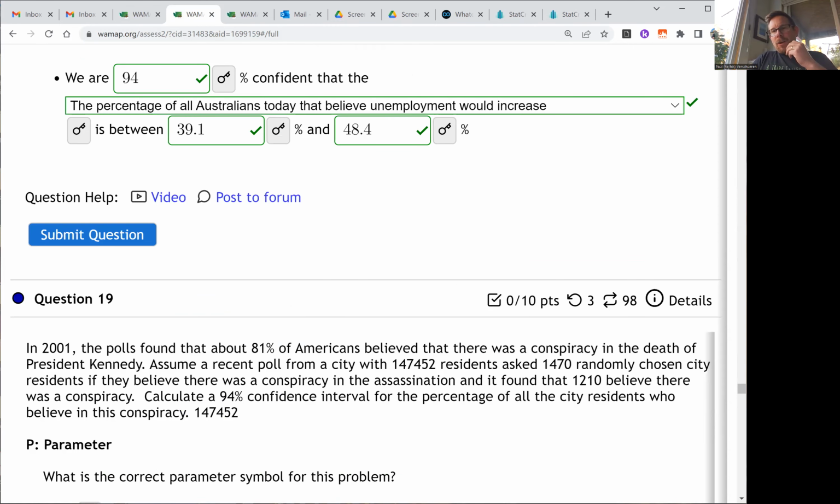All right. I'm going to make another one of these for quantitative variables as well.